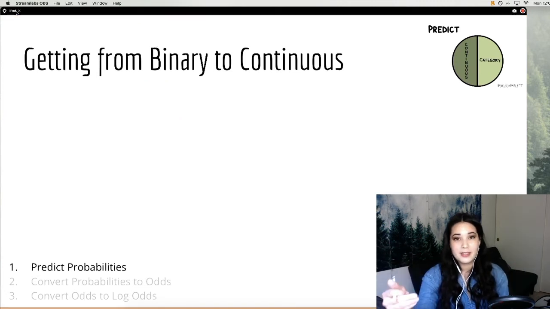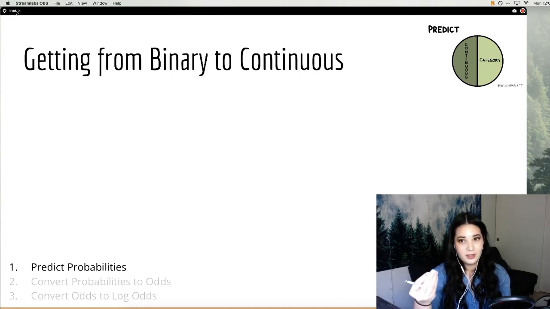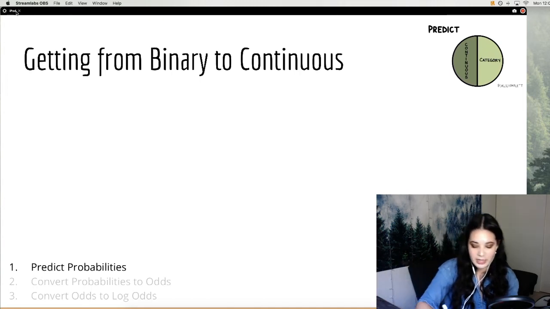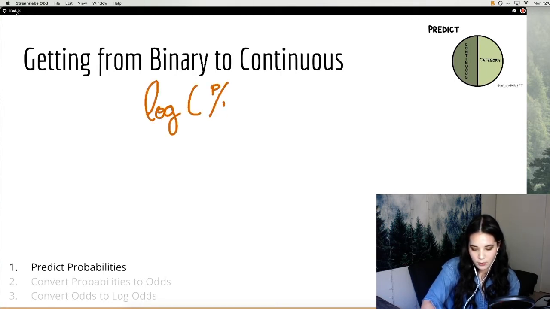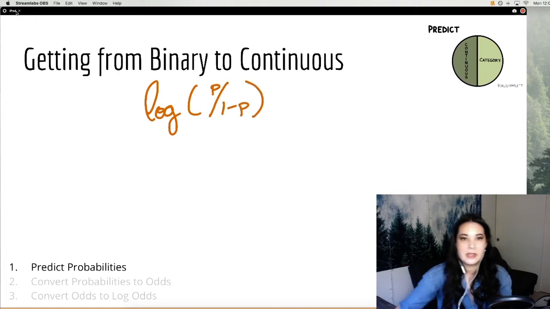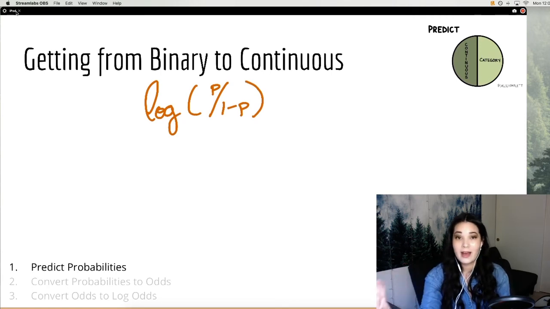The last step in this process from binary to continuous is to take the log of those odds that we just created. So in other words, we're going to say log of p over 1 minus p. And when you take the log of odds, which originally had a 0 to infinity range, the log odds now have a negative infinity to positive infinity range. And we've essentially created a really nicely behaved continuous variable out of those 0s and 1s that we had before.